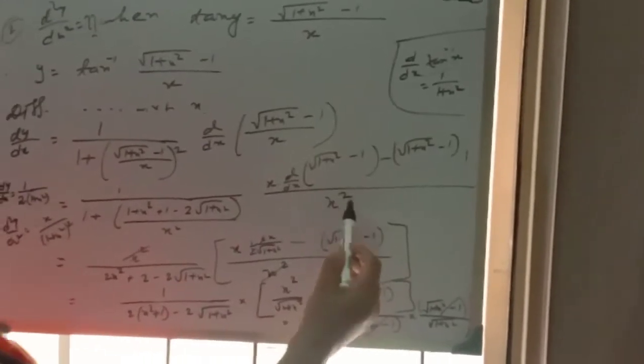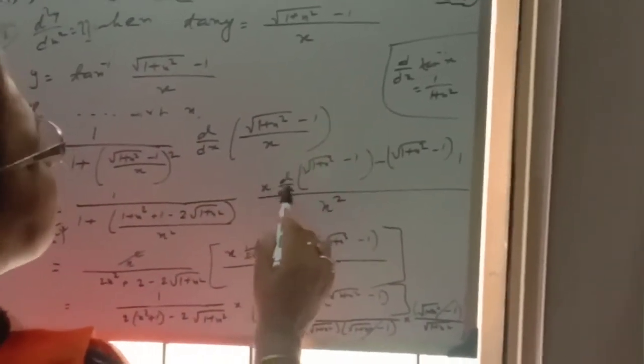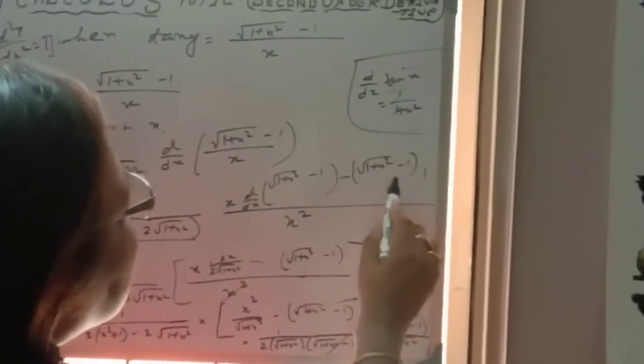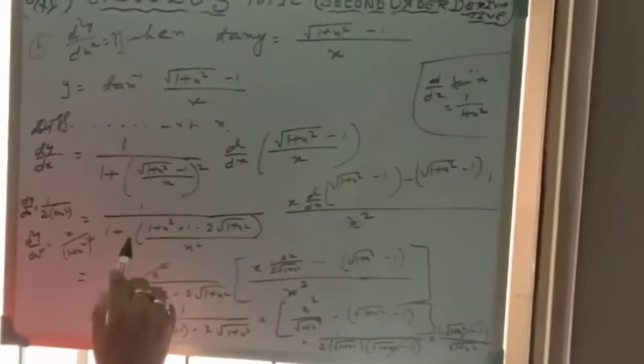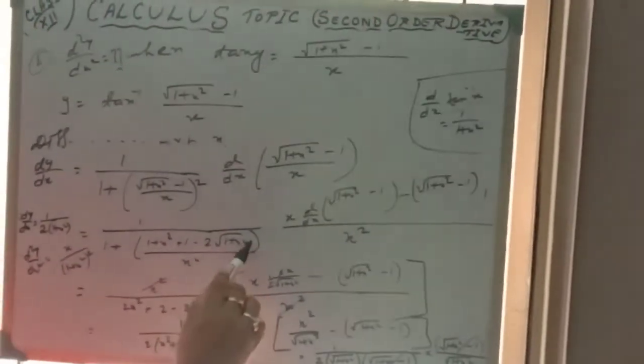and this side it is u by v rule, so the denominator part is v square, so it is coming x square, again x into d/dx of the whole, minus square root of 1 plus x square minus 1 into d/dx of x, which is 1. Now 1 by, this is coming 1 plus x square plus 1, this is 2 plus x square minus 2 into square root of 1 plus x square.